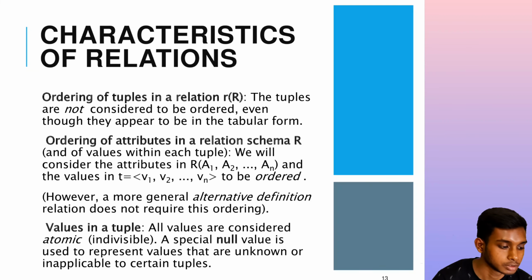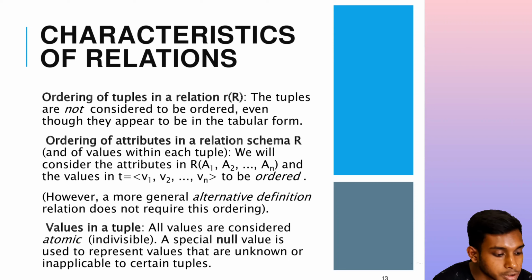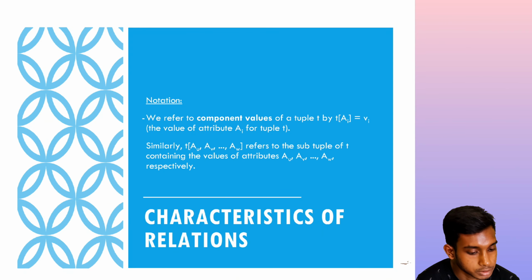Characteristics of a relation. Ordering of tuples in a relation. The tuples are not considered to be ordered, even though they appear to be in the tabular form. Values in a tuple. All values are considered atomic. A special null value is used to represent values that are unknown or inapplicable to certain tuples.